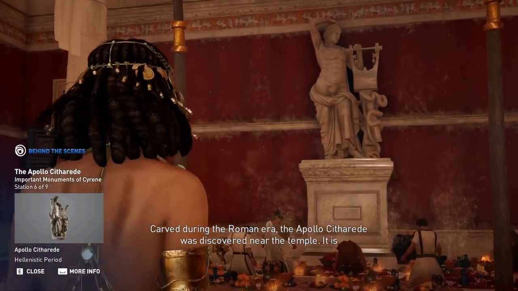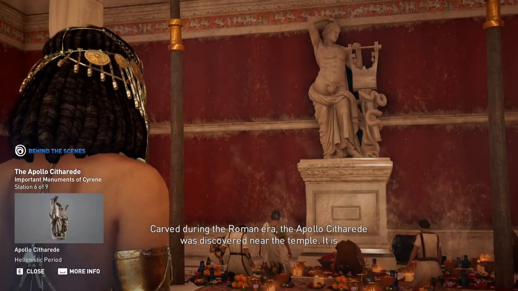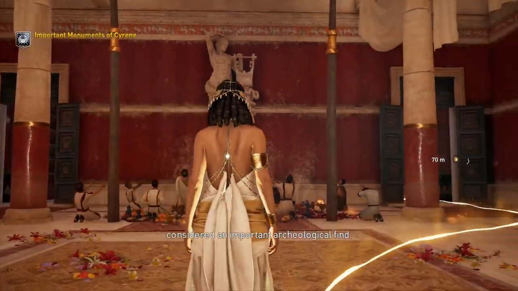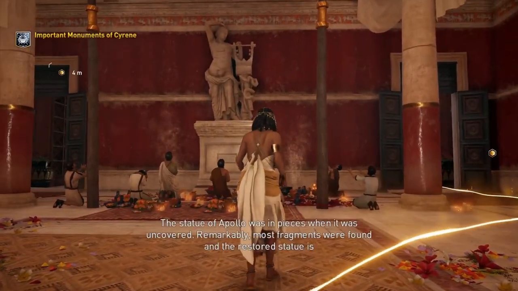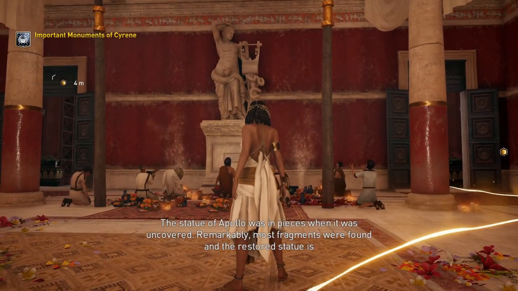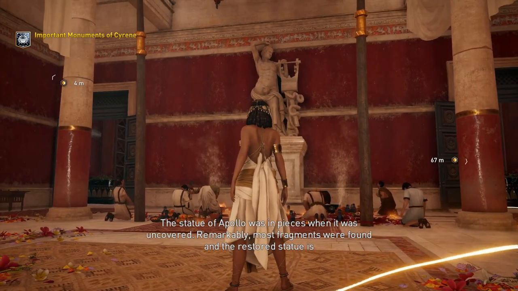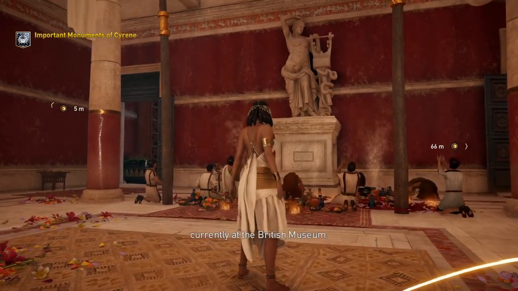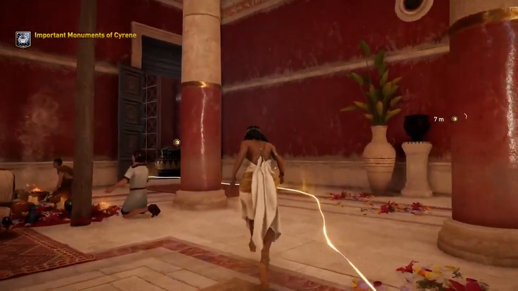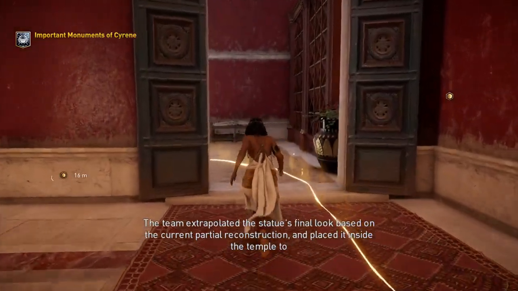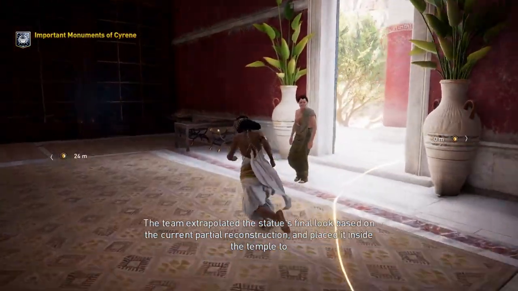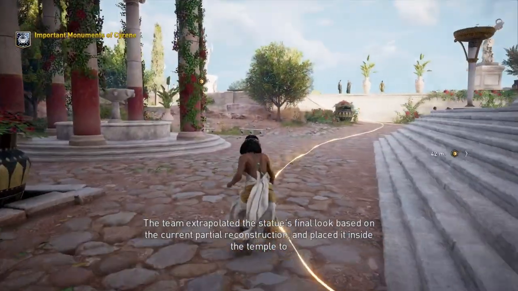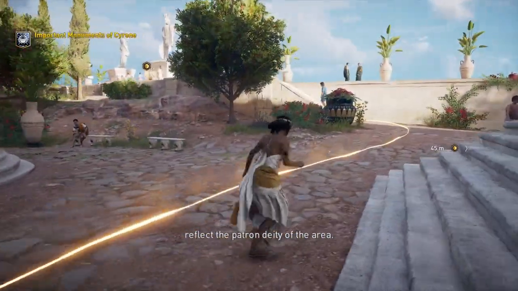Carved during the Roman era, the Apollo Cytherid was discovered near the temple. It is considered an important archaeological find. The statue of Apollo was in pieces when it was uncovered. Remarkably, most fragments were found, and the restored statue is currently at the British Museum. The team extrapolated the statue's final look based on the current partial reconstruction and placed it inside the temple to reflect the patron deity of the area.